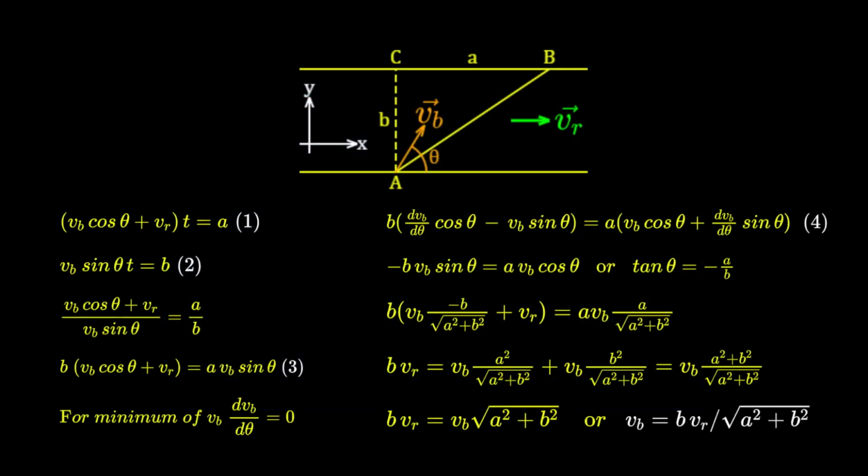X and Y axes are chosen parallel and perpendicular to the river. The first equation is the equation for the x-axis and the second for the y-axis. Dividing one by 2 and cross multiplying gives us equation 3. Differentiating 3 will give us 4, and we substitute dVB by d theta equal to 0 to get the next equation, which yields tan theta is minus A by B. This is the value of theta when VB is minimum. Substituting the values of sin theta and cos theta in equation 3 and simplifying, we get the required minimum velocity.